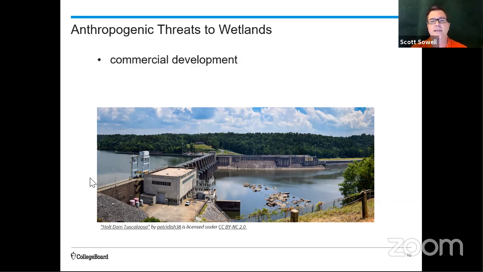So the first one we'll talk about is commercial development. If I build where a wetland was, the wetland is no more. Pretty straightforward. So commercial development, in buildings and roads and shopping malls and parking lots, all of that stuff could impact wetlands. We mentioned before that there's a great biodiversity in wetlands.